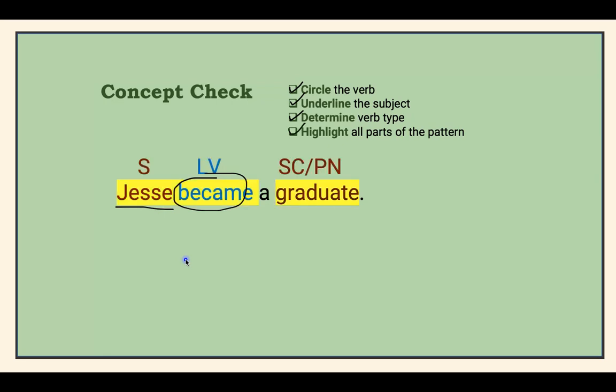Because it's a linking verb, there must be something the subject is linking to. Here, it's a noun. That means we have subject plus linking verb plus subject complement, in this case, a noun, predicate nominative, and pattern 3.